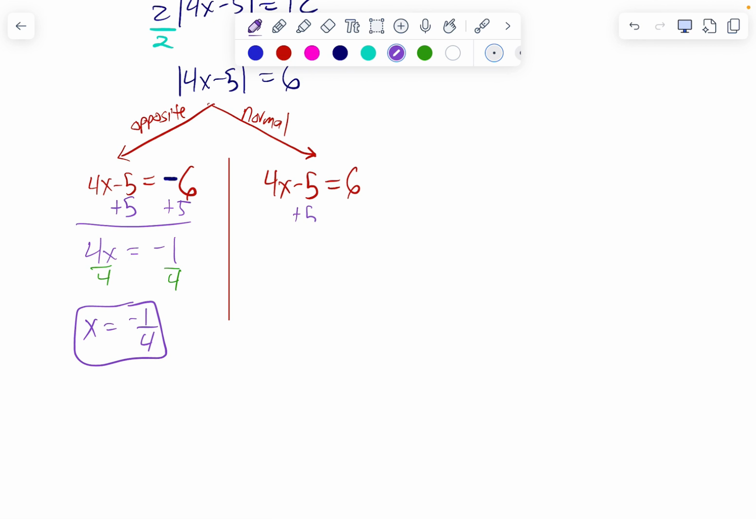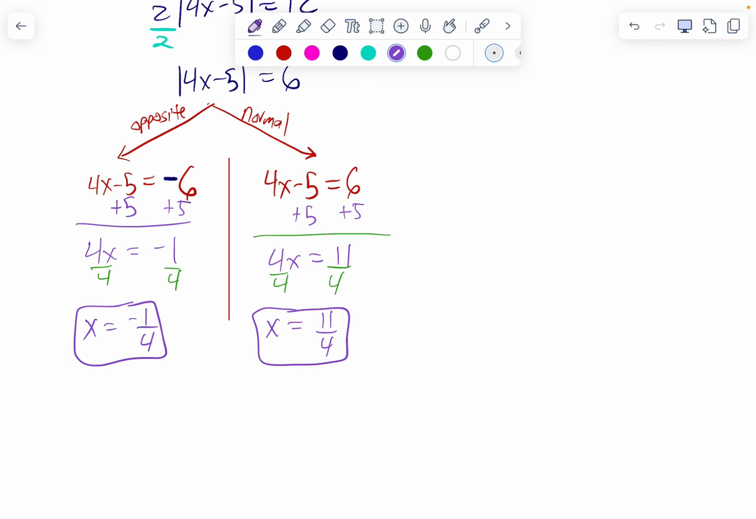All right, we'll add 5. Same as we did. And then 4x equals 11. Now what? Try to work to get that x by itself. X equals 11 fourths. All right.